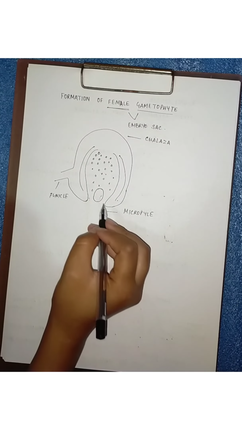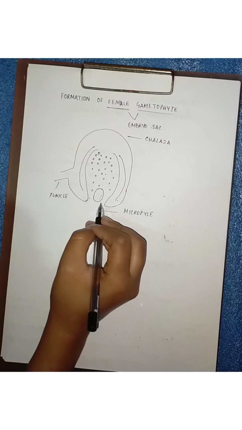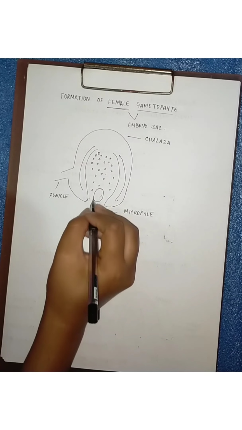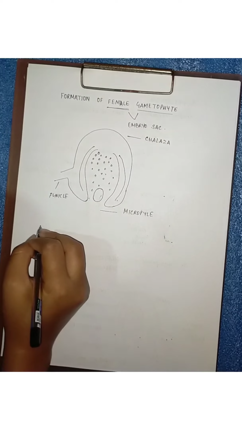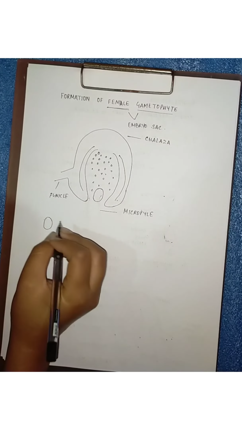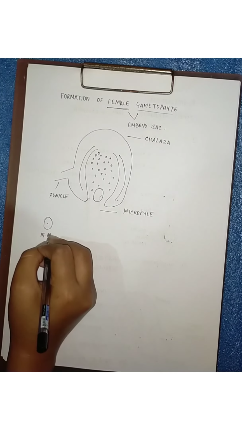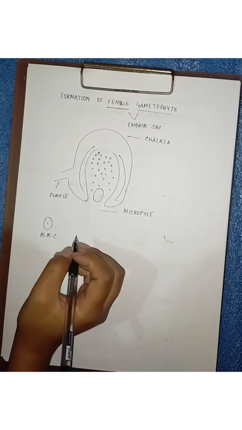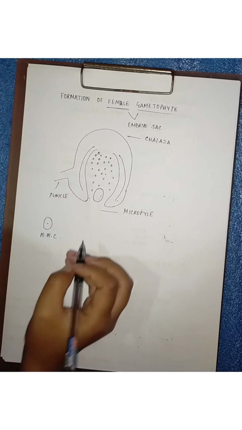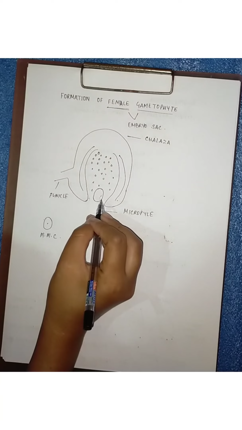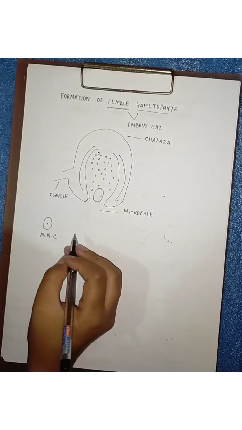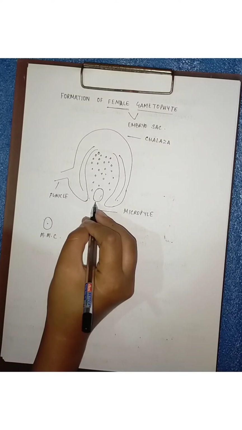So it becomes bigger, gets bigger in size. So this one is the, let me draw it here. This one is the megaspore mother cell. The one which gets bigger inside the ovule becomes the megaspore mother cell. So this one will develop into a female gametophyte, that is the embryo sac.